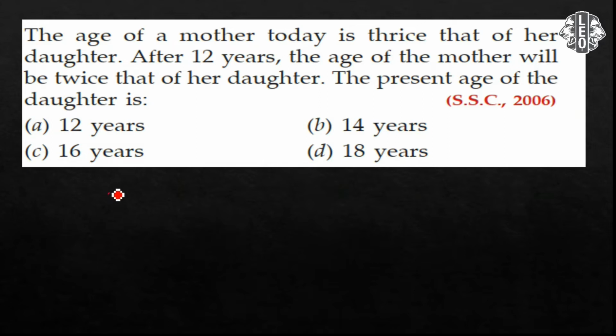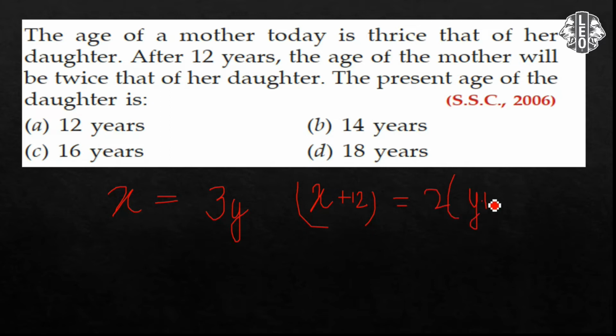One more thing: the age of a mother today is thrice that of a daughter, right? So today, let the mother's age be x, and thrice that of the daughter is 3y. After 12 years, so x plus 12 is equal to, after 12 years the age of the mother will be twice that of the daughter, so 2 times y plus 12.